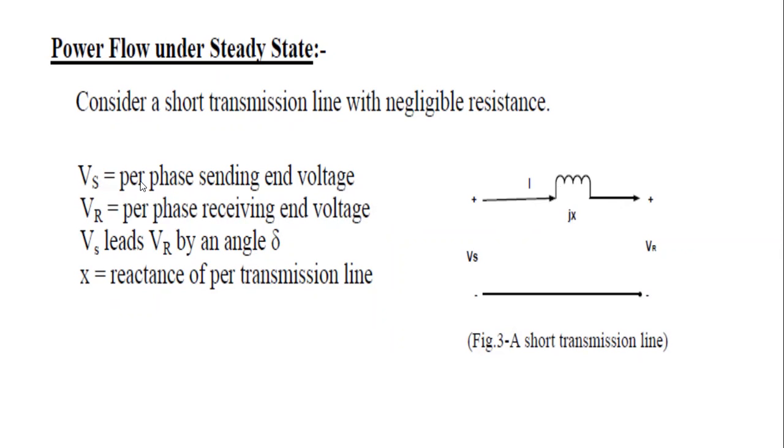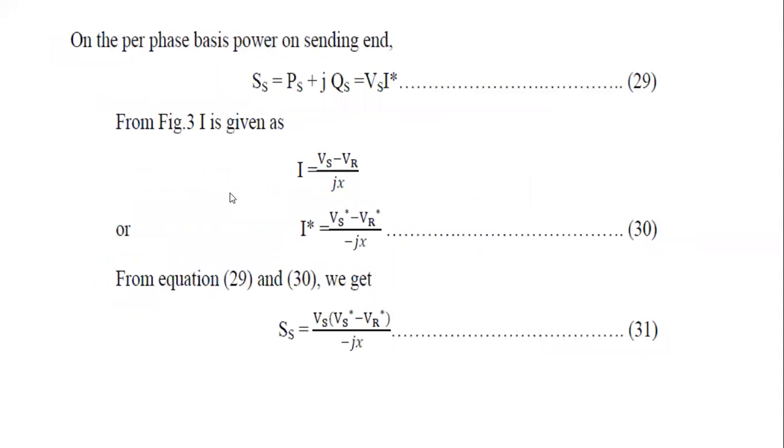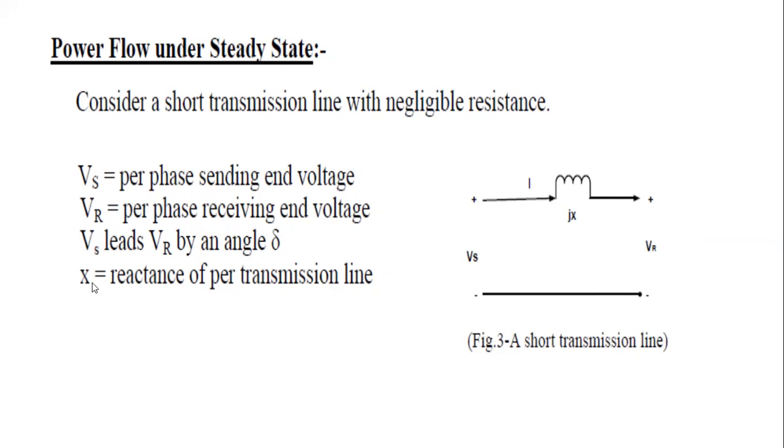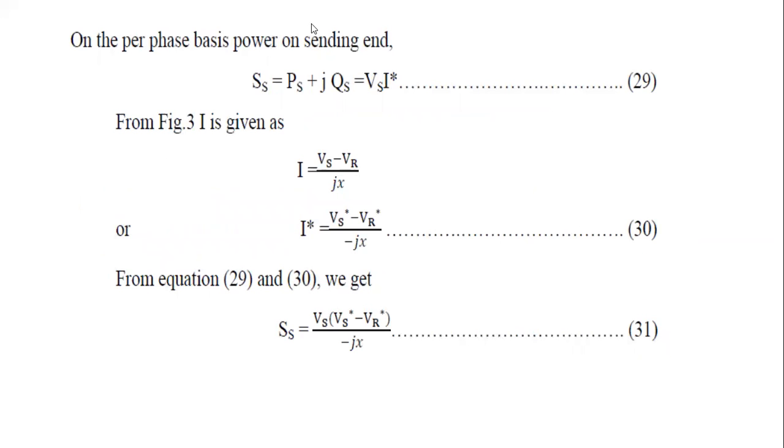Therefore, Vs is the per phase sending end voltage and Vr is the per phase receiving end voltage, and Vs leads Vr by an angle of delta. Normally Vs leads Vr by an angle of delta. Then X is the reactance of the transmission line.